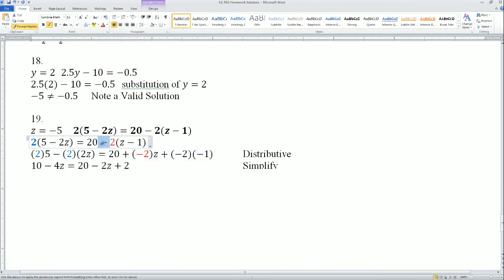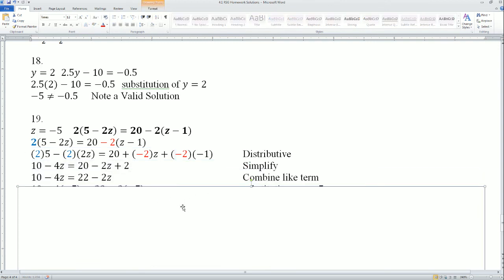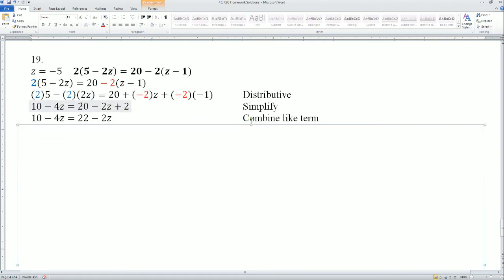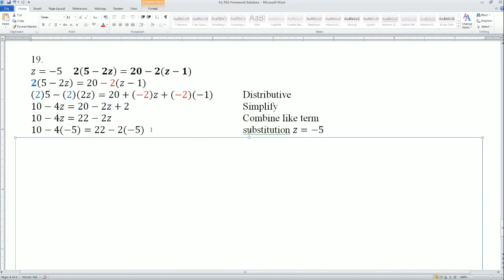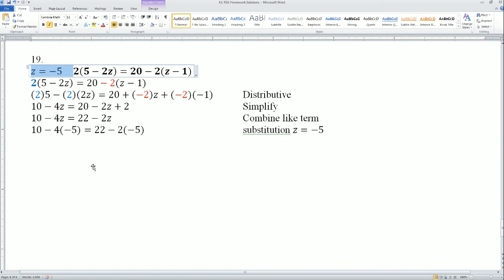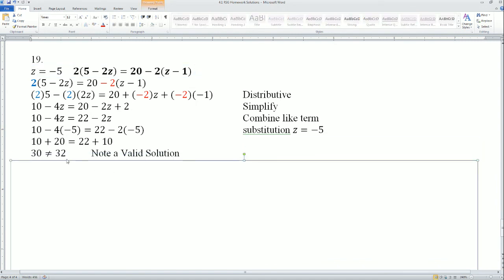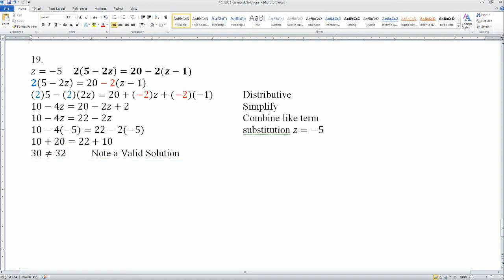Oh, sorry, I distribute the negative 2. Yep. Negative 2. Okay, that's what I did. I distributed. You have to distribute both sides. Simplify, combining like terms. Alright, that's what I did. The 20 plus 2 is 22. Substitute z equals 5 because that's what they asked. Alright, do some simplification. 10 plus 20 is 30. 22 plus 10 is 32. We would say that's not a valid solution.